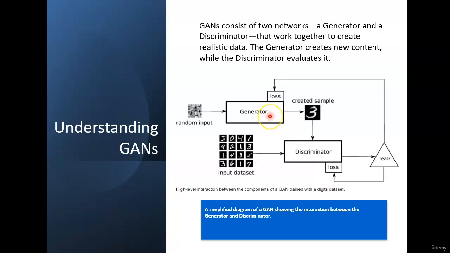The generator creates new data such as images or text, while the discriminator evaluates the data and provides feedback to the generator over time. This feedback loop helps the generator produce increasingly realistic content. What we see here also: the generator generates, and the discriminator evaluates the data and provides the feedback. So this is the total scenario that I explained.